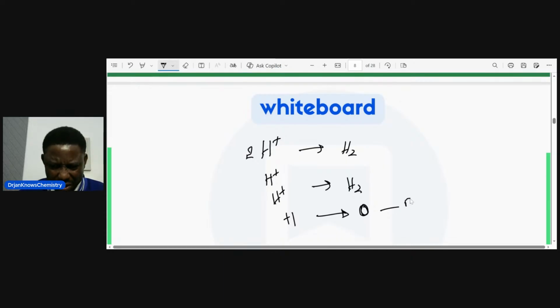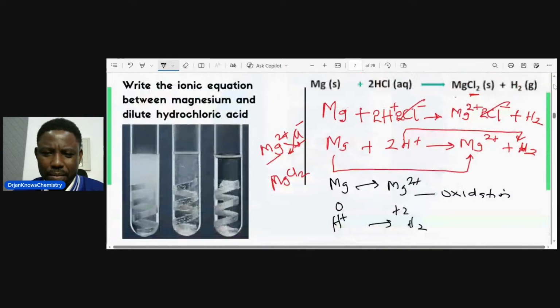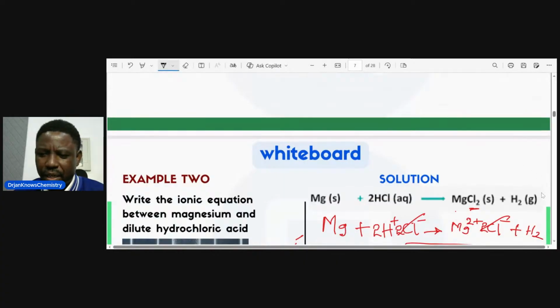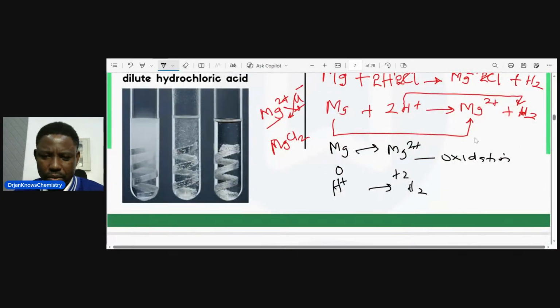So when there is reduction, it means it is a reduction half equation. The other one is oxidation. So that is what it means. If I may ask you, which species is oxidized? It's magnesium, because it moves from 0 to plus 2. So magnesium is the one that is oxidized because it moved from 0 to plus 2, while hydrogen is reduced.